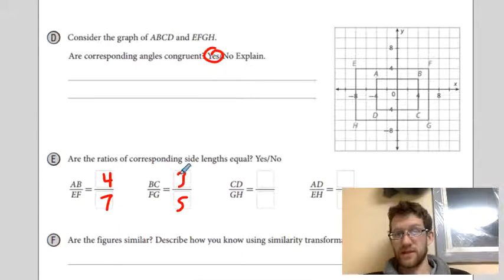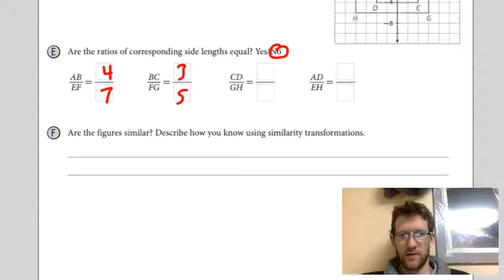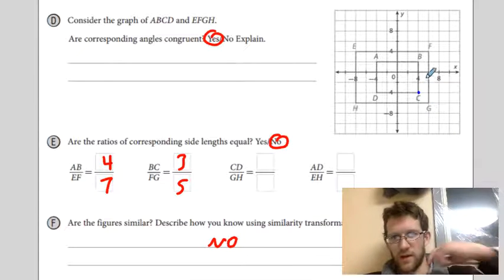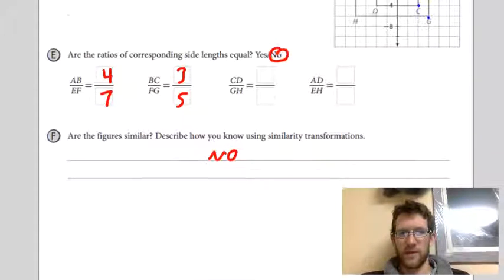Is 4 over 7 the same as 3 over 5? No. So as it turns out, these ones are not equal. Are the figures similar? Well, as it turns out, no. Because we can run the numbers. But yes, for some of these points, like for point C and G, we can say that there's a dilation with the center of the origin. But note here, B, if I were to dilate that out again, it wouldn't end up right there. It'd be over here somewhere like that. So we can say no, they're not similar.